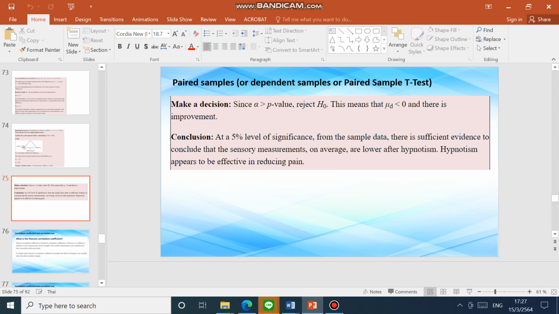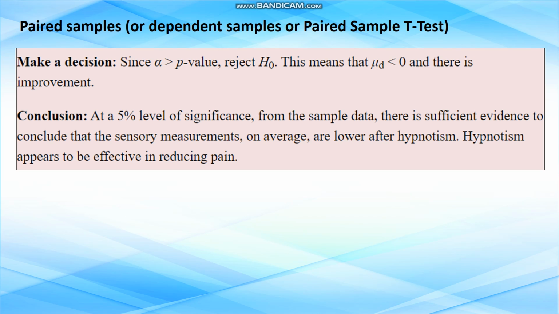Okay, let's continue. Let me make a conclusion about making a decision. Since alpha is greater than the p-value, you set up the hypothesis, right? You can make a summary that you reject the null hypothesis. When you reject the null hypothesis, it means that you accept the alternate hypothesis. If alpha is greater than the p-value, it means you reject the null hypothesis.